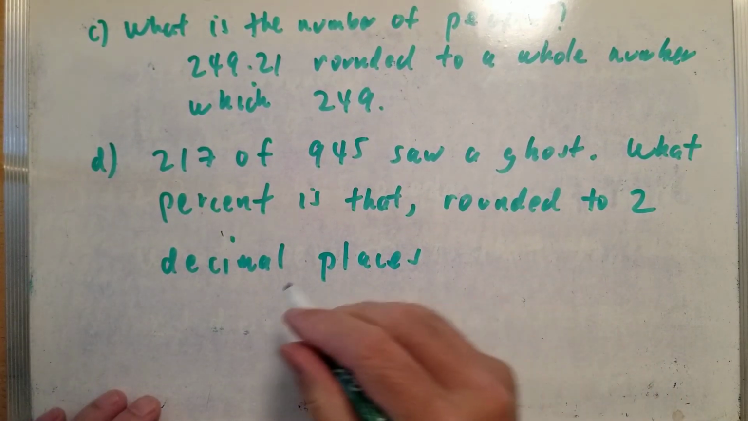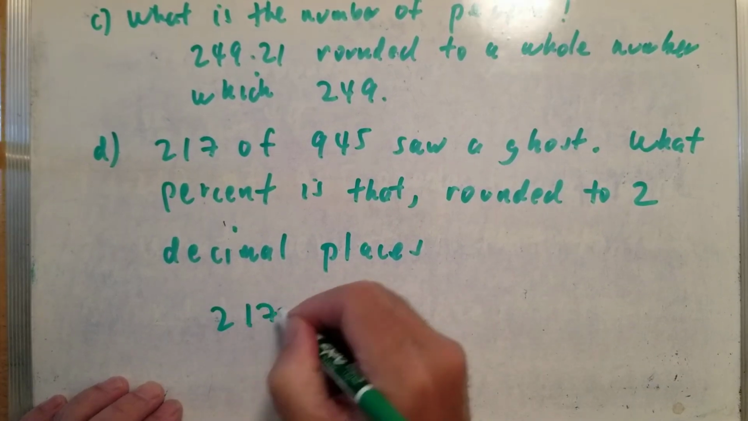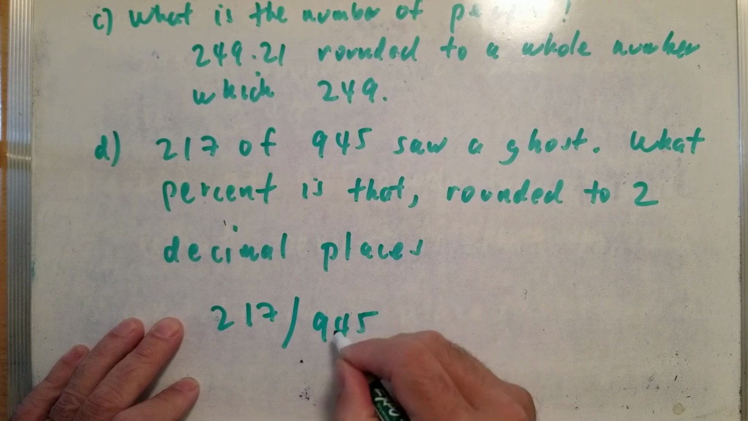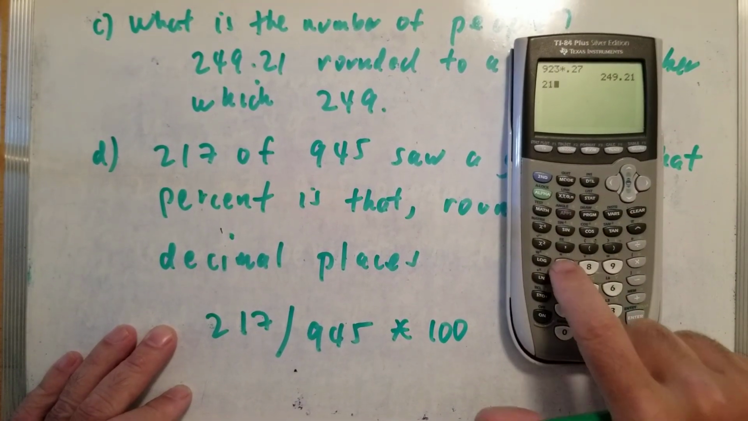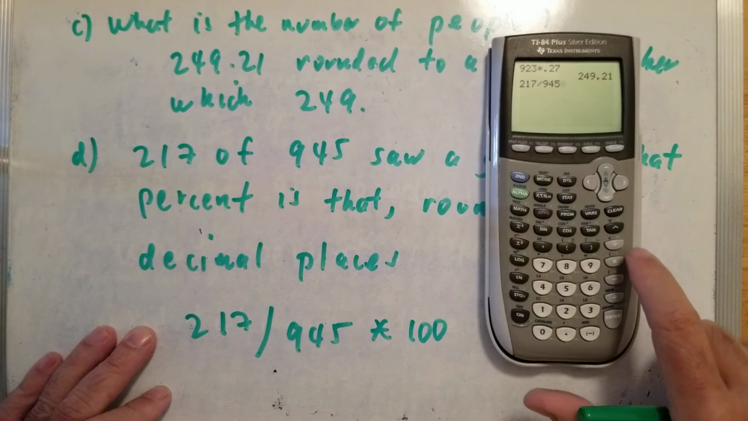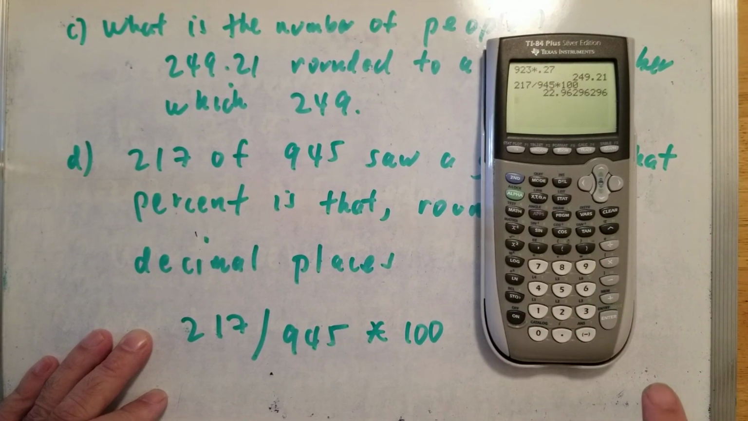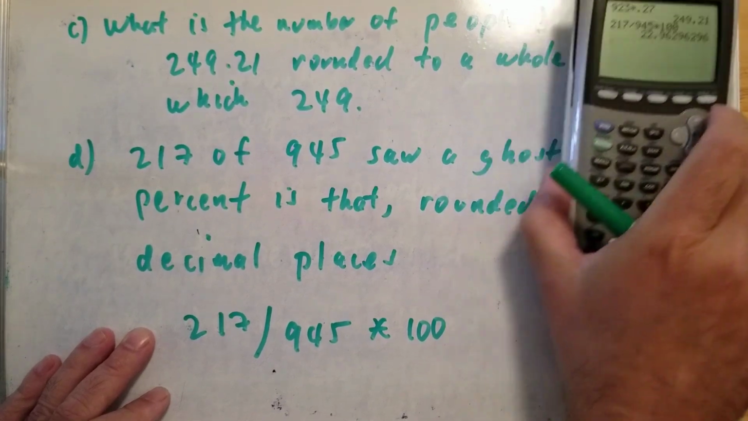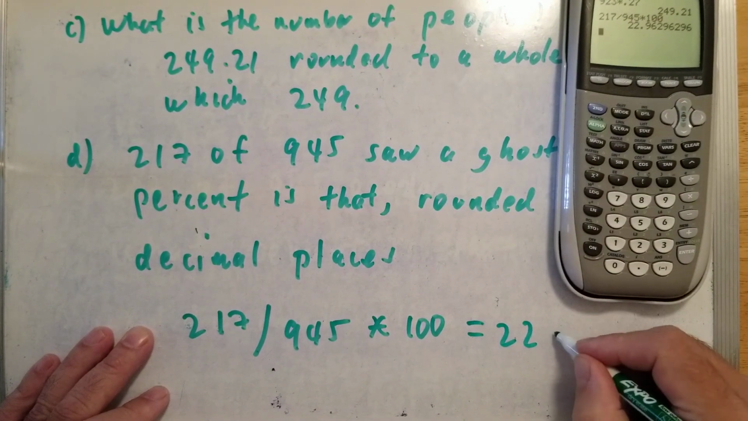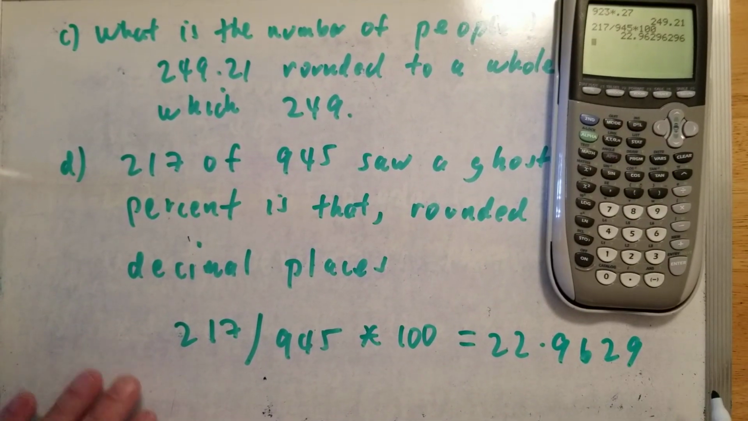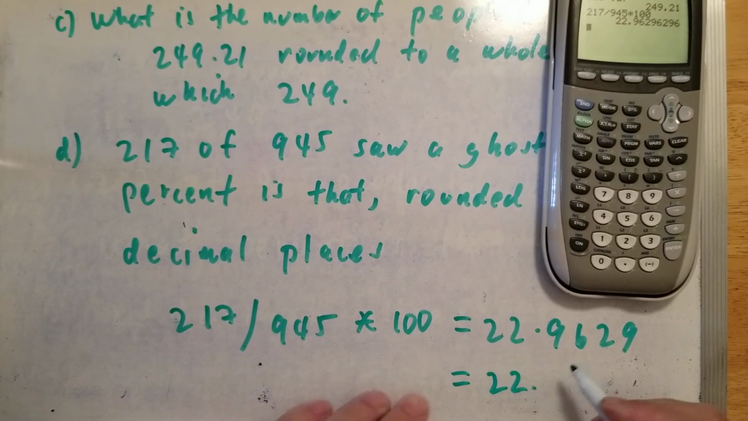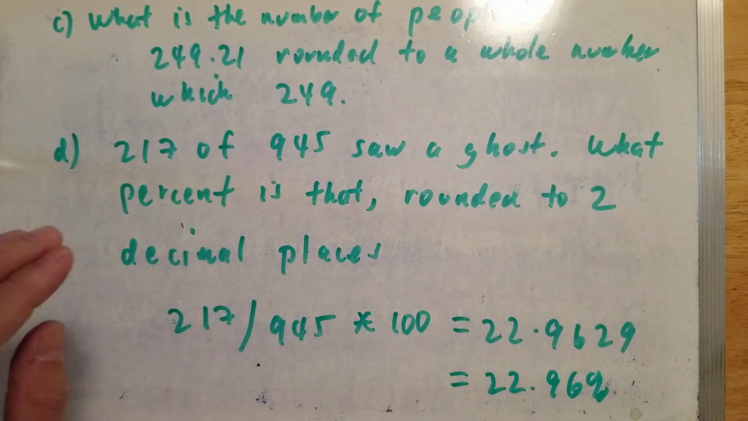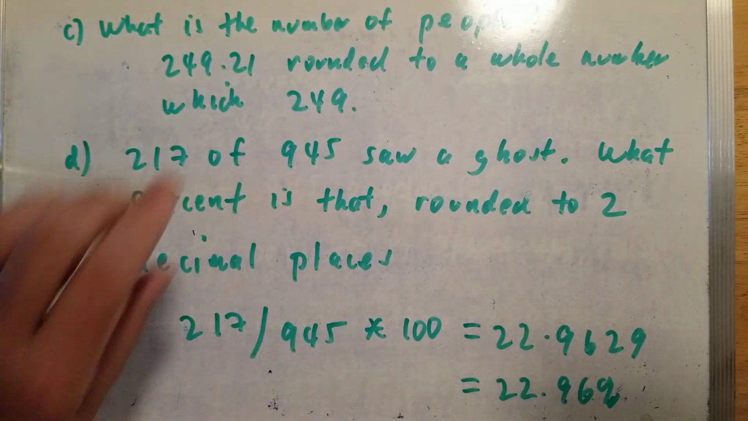Well, on the calculator, I can go 217 divided by 945. That'll give me the decimal, and then to convert that to a percent, multiply by 100. So if I go 217 divided by 945 multiplied by 100, that gives me 22.9629. I think that's enough places. Now they said 2 places, so the third decimal place is 2, which is less than 5. So I would just leave that as 22.96%.